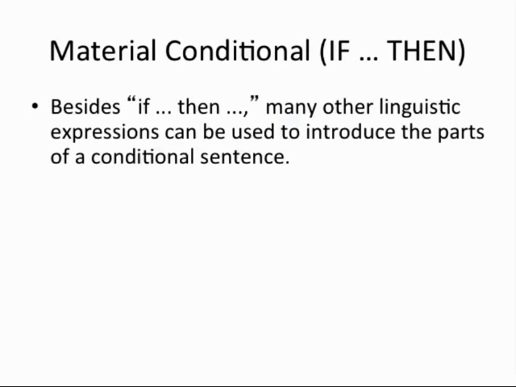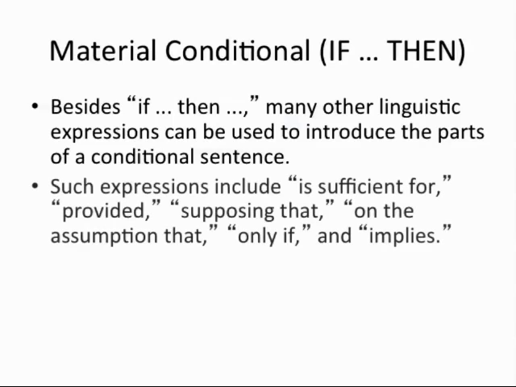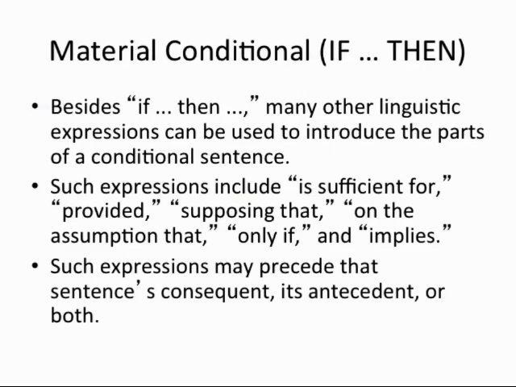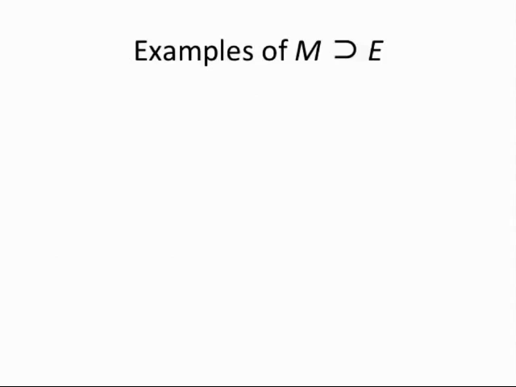There are English words and phrases that we can substitute for if, then. These include expressions such as is sufficient for, provided, supposing that, on the assumption that, only if, and implies. When we use these in English, they often signal whether the antecedent or consequent is following the word or phrase in question. Let's take a look at some examples.